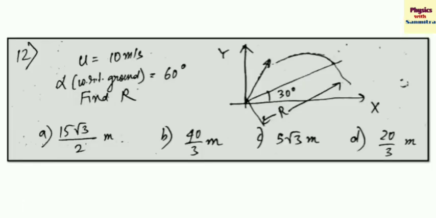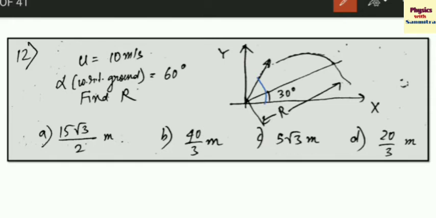Now our next question is that there is an inclined plane here, and a projectile is projected with a velocity u of 10 meter per second, and this is 30 degree. The angle alpha is 60 degree with respect to the ground. So now I have to find what is the range of the projectile along the plane.